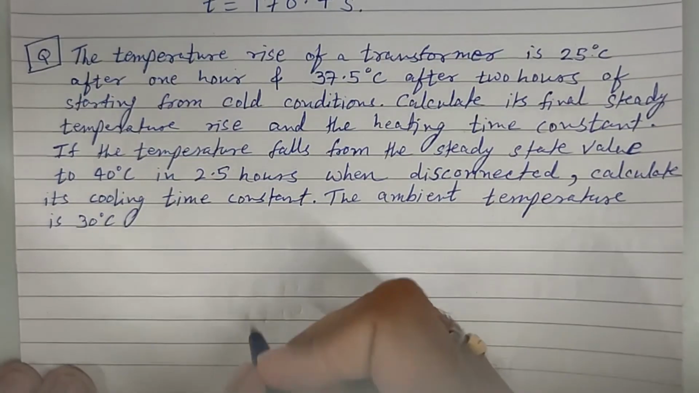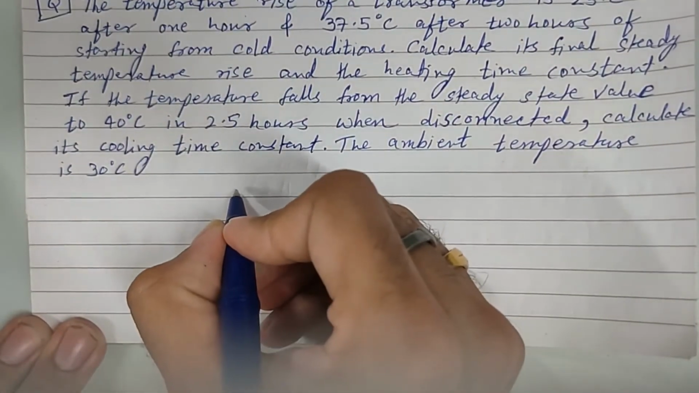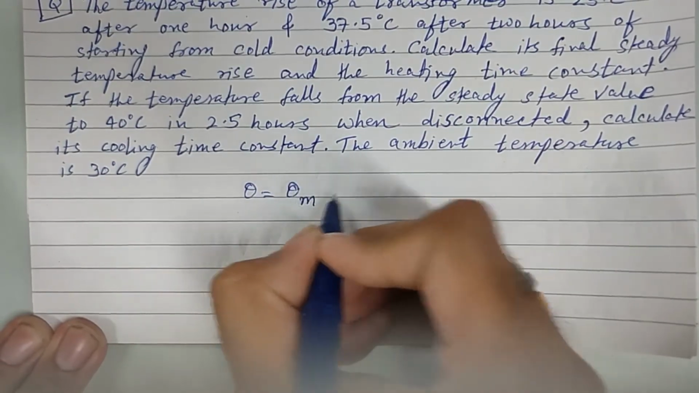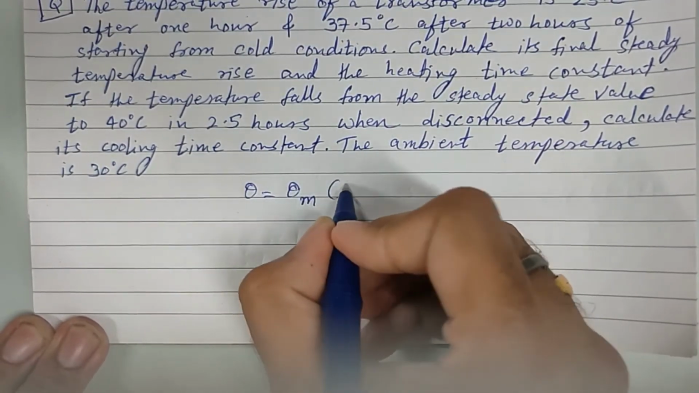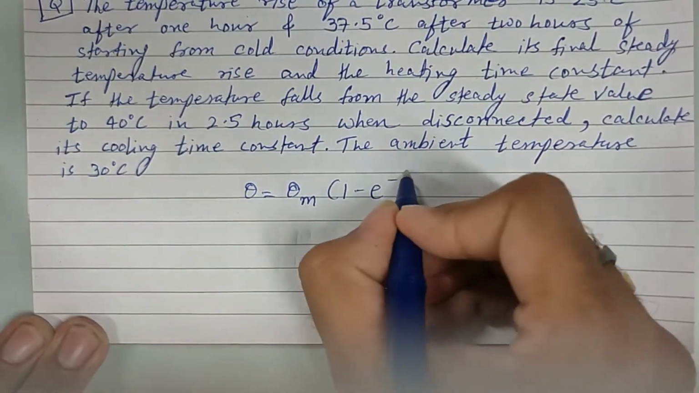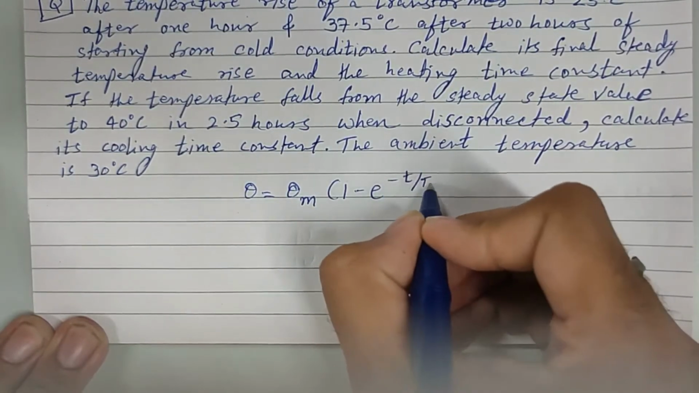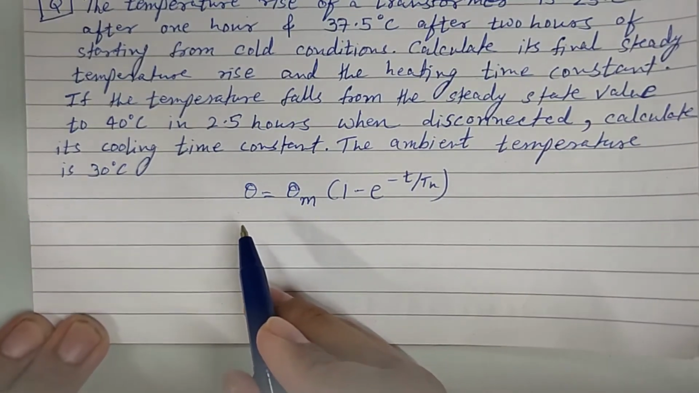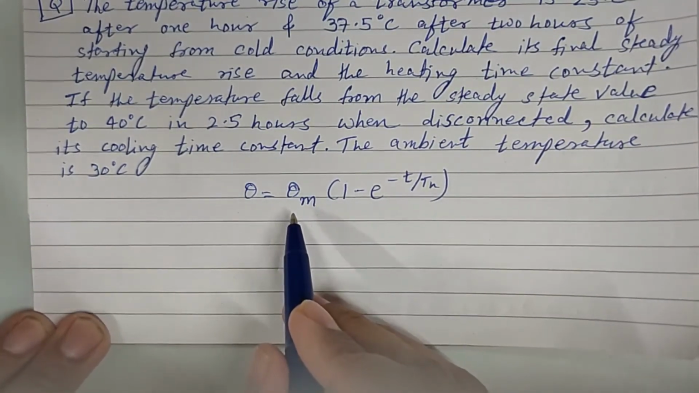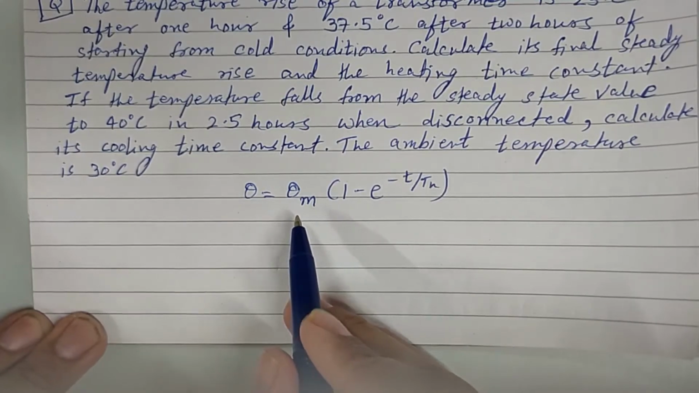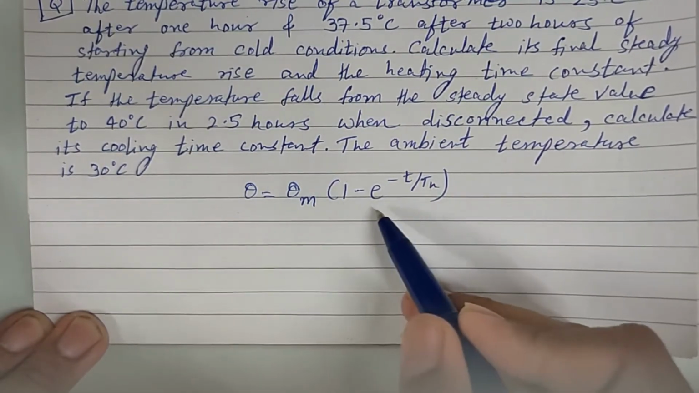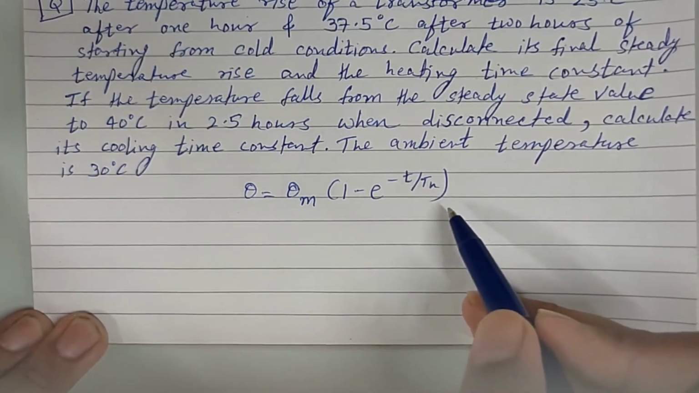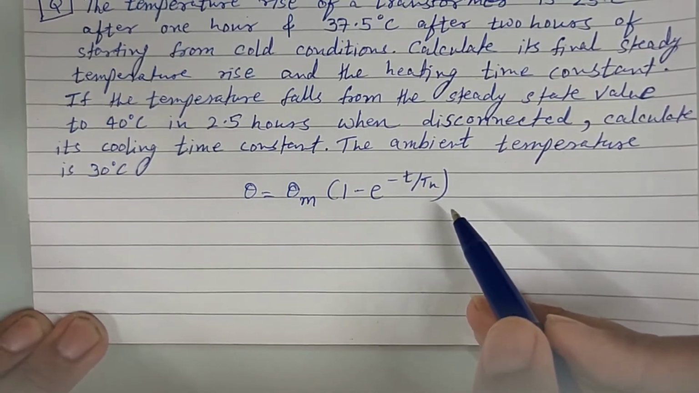Now here we have been using a formula which is theta is equal to theta m into 1 minus e raised to minus t upon capital TH, where theta is nothing but the temperature rise, theta m is nothing but the steady state temperature rise or the maximum temperature rise, t is the time, and capital TH is the time constant.